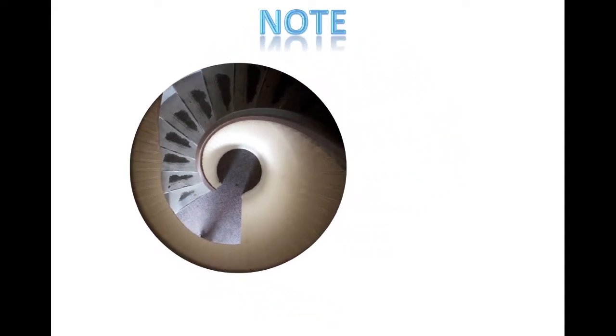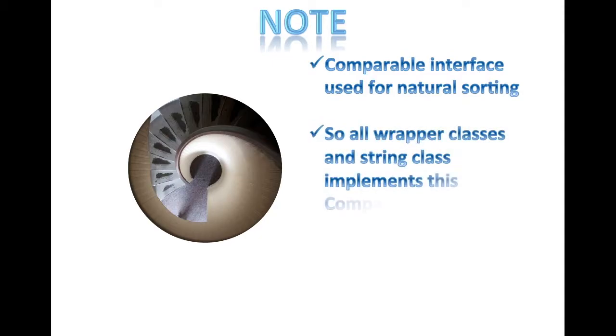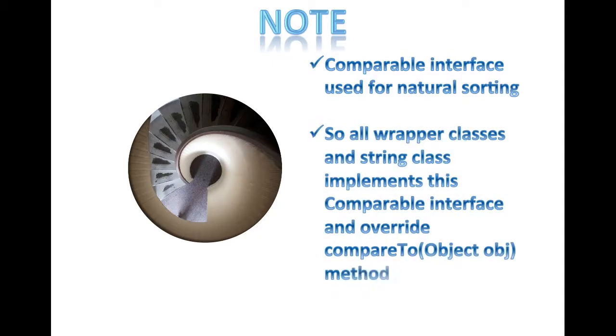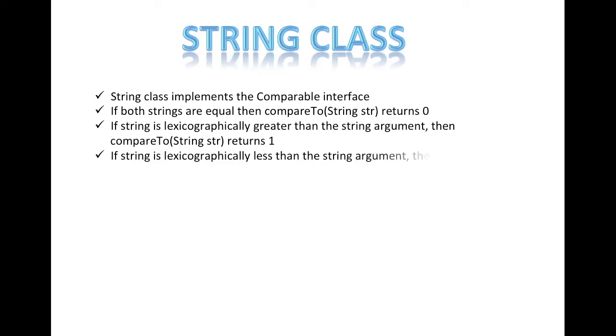Note: the Comparable interface is used for natural sorting. So all the wrapper classes and the String class implement this Comparable interface and override the compareTo method. The String class also implements this Comparable interface. If both the strings are equal, then compareTo returns 0. If the string is lexicographically greater than the string argument, then compareTo returns a positive 1. If the string is lexicographically less than the string argument, then compareTo returns a negative 1.